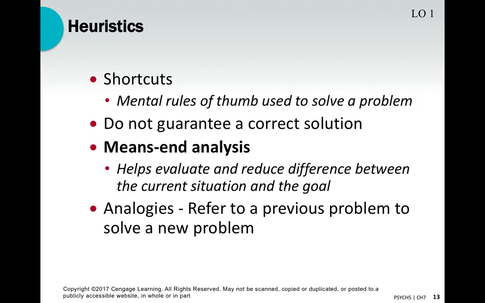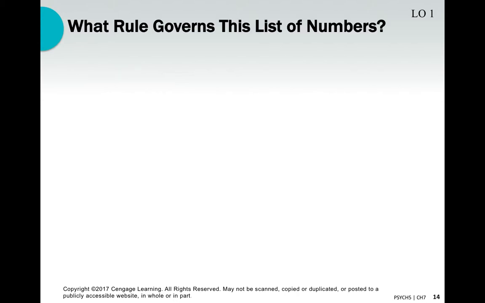An example of shortcuts are analogies. When we use something from a previous problem to solve a new problem, we're taking a mental shortcut. We're using heuristics.